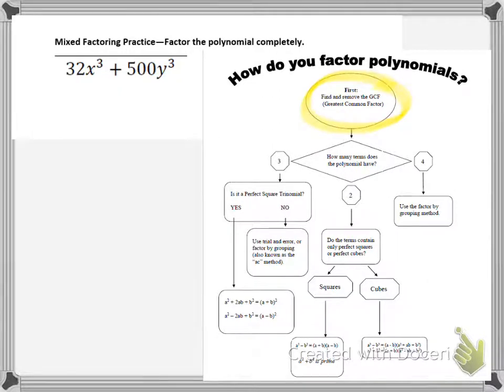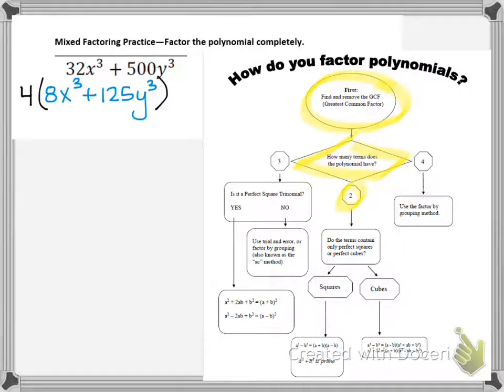As always, we're going to start by finding the GCF. When I look at this problem, I notice that both the 32 and the 500 have a 4 in common. So my GCF is 4. Now I have 4 times 8x cubed plus 125y cubed. I'm going to focus on that binomial. I said binomial, so I have two terms.